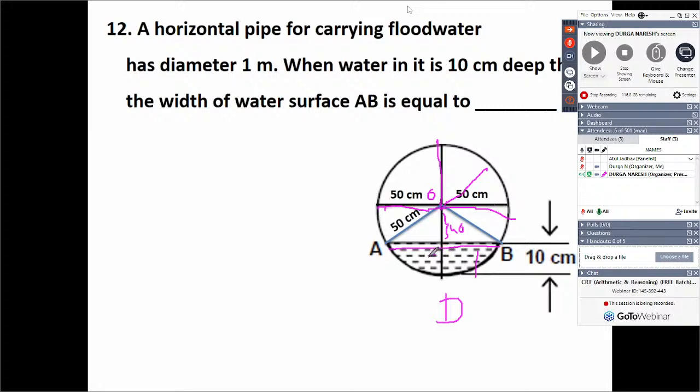So this point C is the midpoint of AB. If you observe clearly, OCA is a right angle triangle. This one is one more right angle triangle. We know the hypotenuse is 50. We know one side is 40. Is it possible to go for the other side? Yes, do it fast.